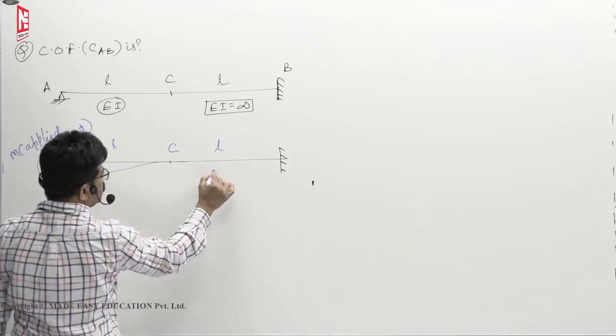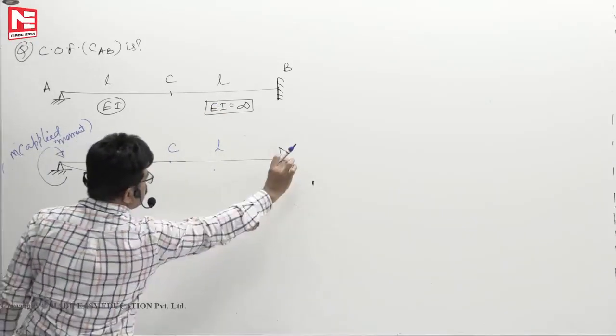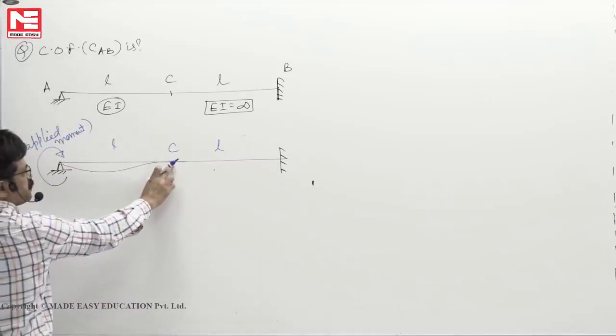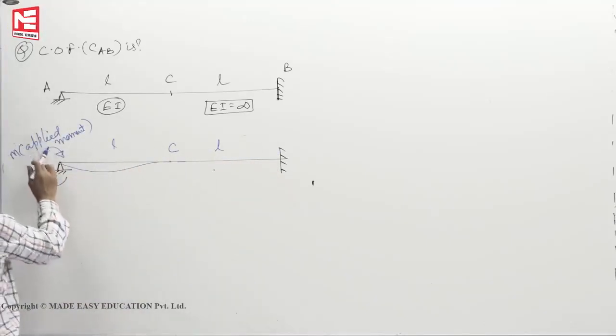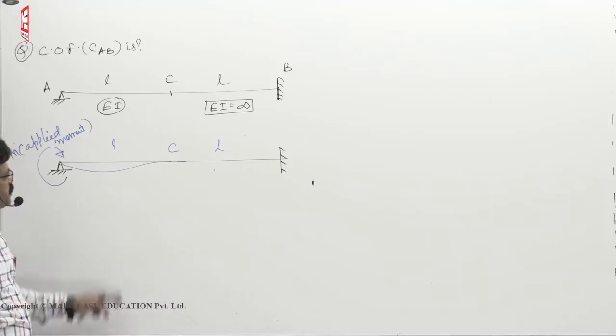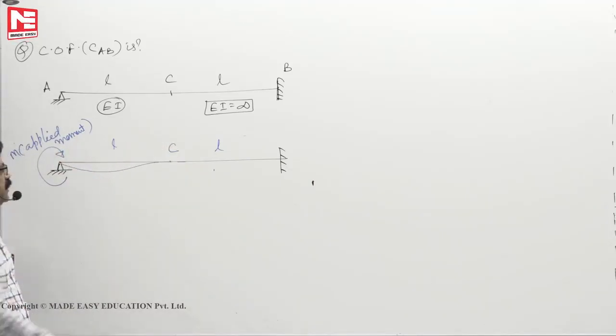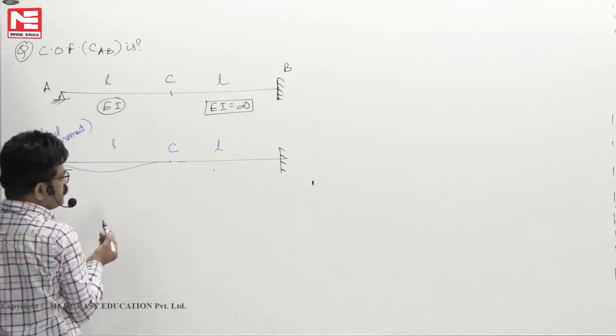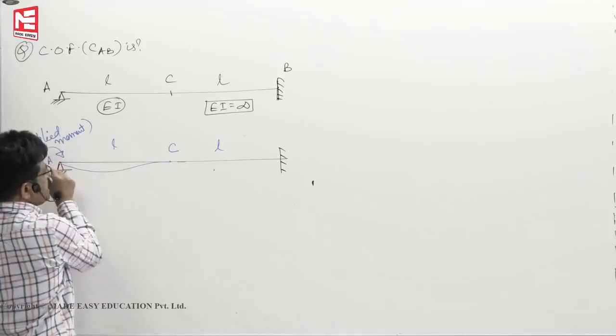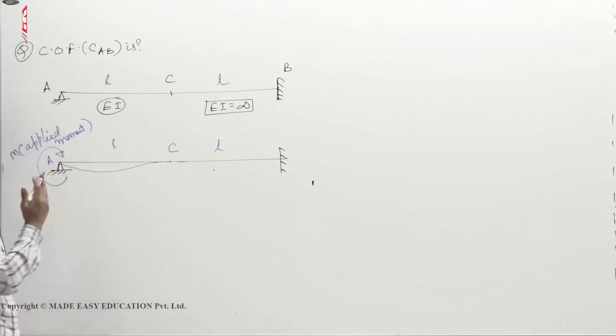So this EI is infinity. Because of that it remains a straight line. So the curve must be a smooth curve. Like this it will go. Now you see, this profile we know how to manage. This behaves like a fixed support. You have now the AC beam, one end fixed, one end hinge.